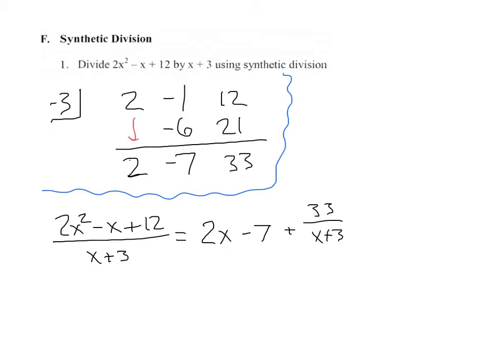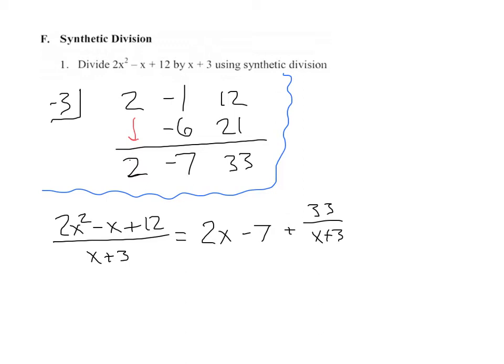Okay, so again, how do I come up with the answer from this? We got the original fraction by saying take this divided by x plus 3. But then the 2x minus 7, that comes from this. The first degree that I put down is going to be 1 degree less than the starting original degree, and then my final number is my remainder.